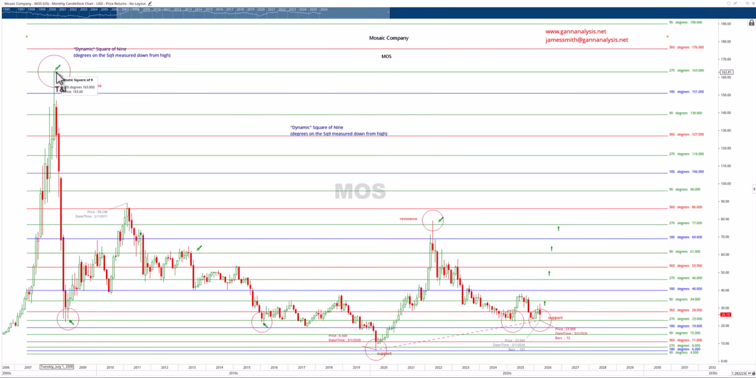So the high at 163, if that looks familiar, it should, because the dynamic square of 9 gave you the same level. And you can see the static square of 9 is giving you that level. So notice here, it's a 270 degree line on the static square of 9.